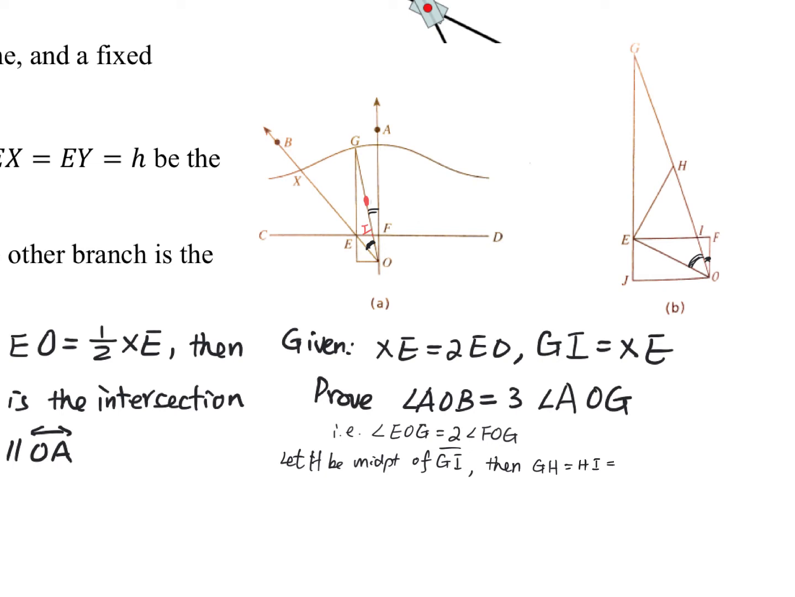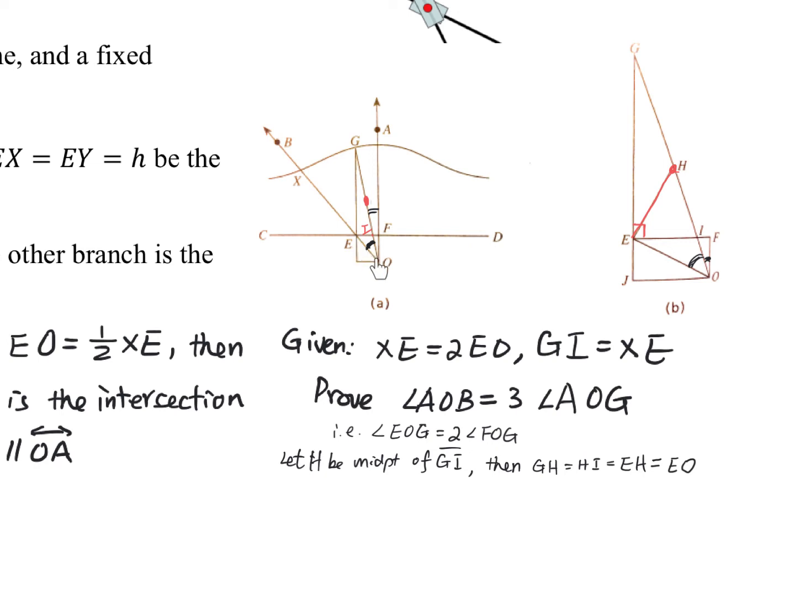And equals EH. I hope that you are still fresh, because this is a 90-degree angle, and if this is the midpoint, EH should be equal to GH equals HI. This is one of the homework problems. And also equals EO. And why is this equal to EO?